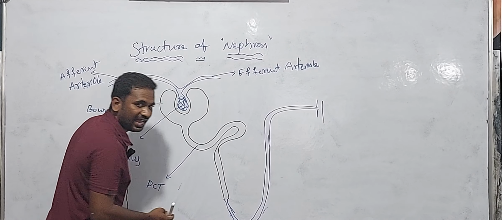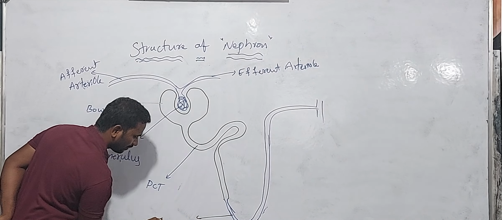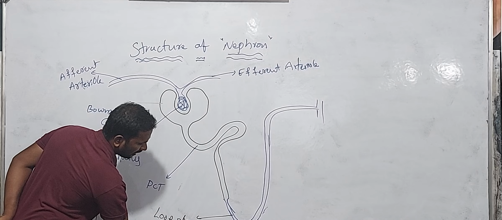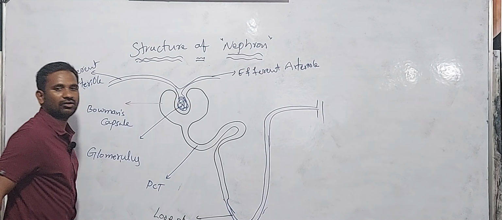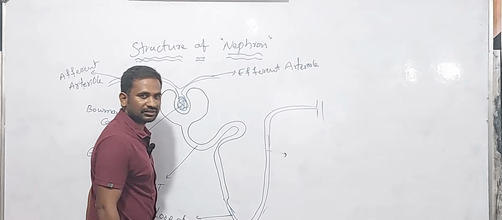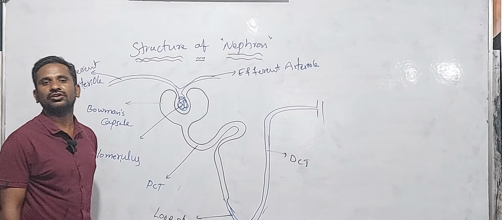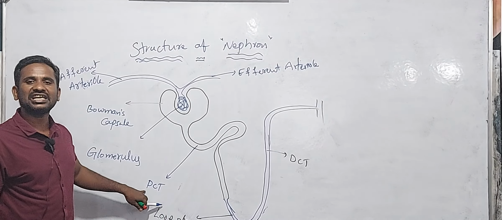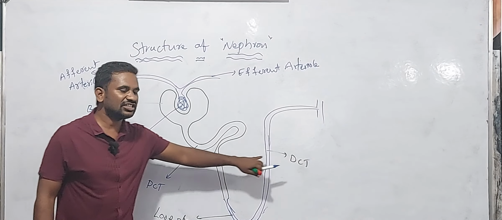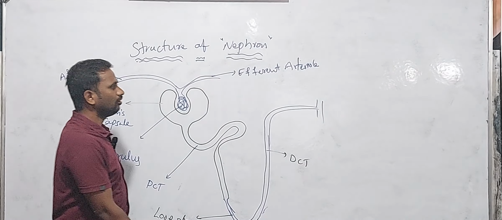This region, a hairpin-like structure, is known as the loop of Henle. Next, the next part is known as the DCT, distal convoluted tubule. So the PCT is also known as the first convoluted tubule, and this is known as the second convoluted tubule.